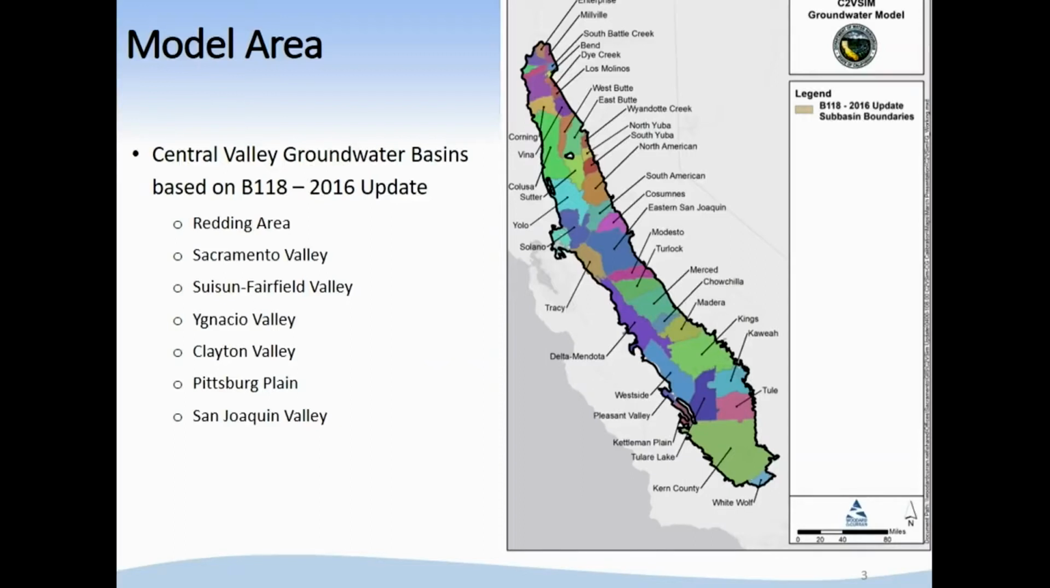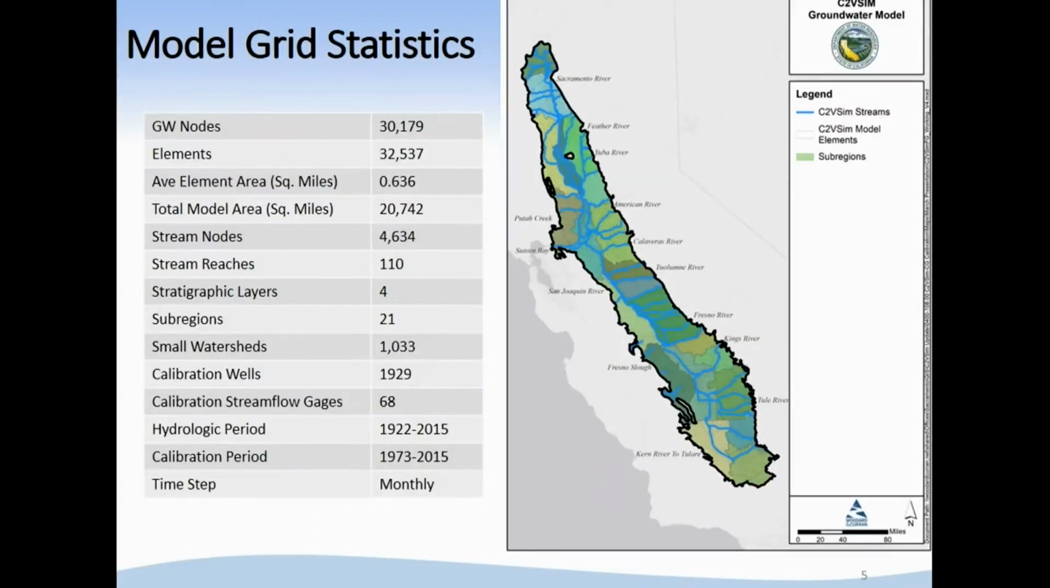Clayton, and Pittsburgh Plain. The criteria for developing the model grid was that we tried to follow the groundwater basin boundaries. Besides that, we wanted to make sure we cover the major streams, conveyance facilities, and canals in the model area, and pretty much all the faults. You can see the Reading fault over here and some other faults throughout the model area. There were also some hydrogeologic and hydrologic parameters that we wanted to make sure are covered in the model grid.